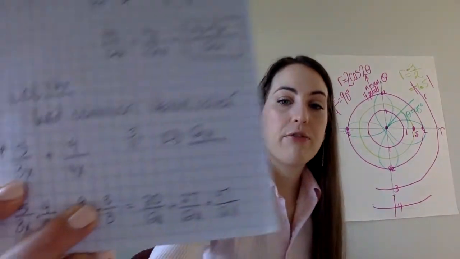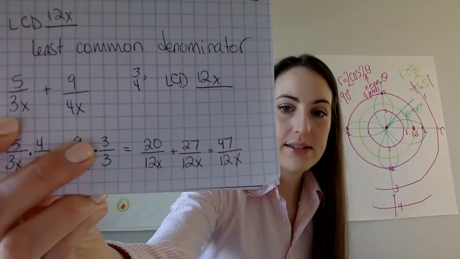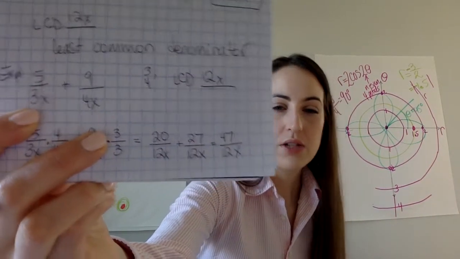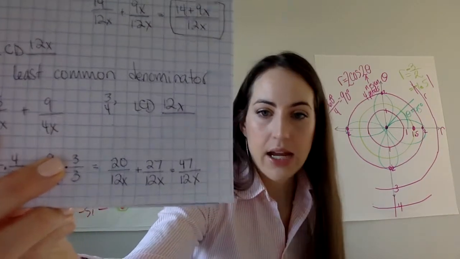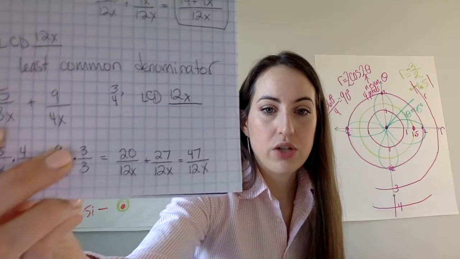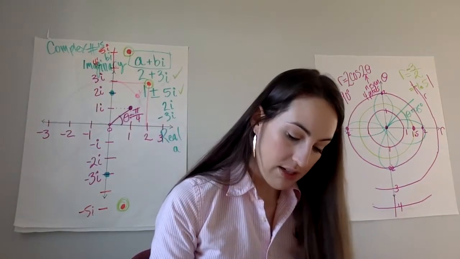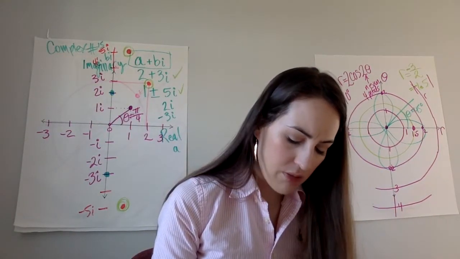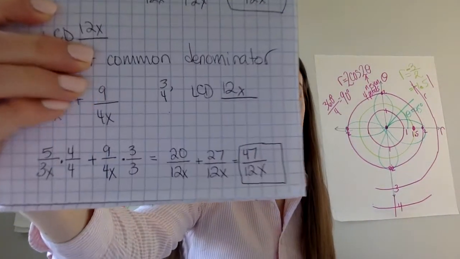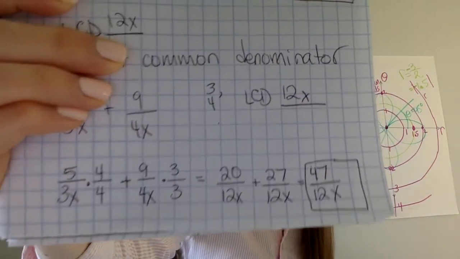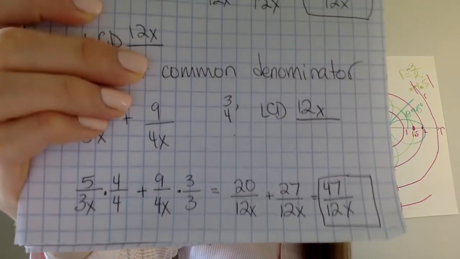Okay, and we have 47 over 12x. And you just double check, can I reduce it from here? And you can't, there's no simplification. You can just leave it as 47 over 12x. And don't put it in your calculator. We don't want this as a decimal. I want a fraction, which is more accurate. Simplified fractions is how I want your answers.